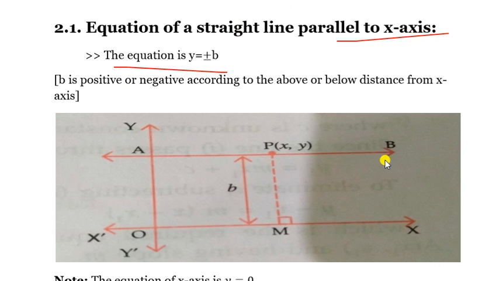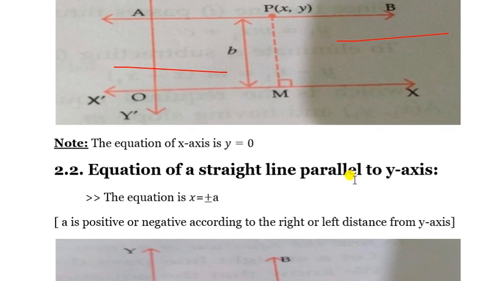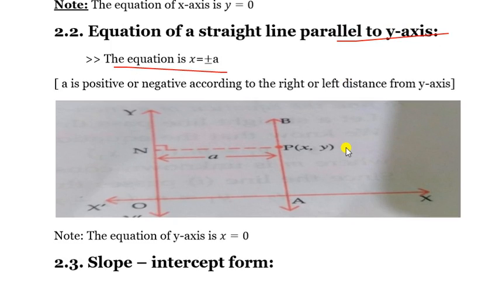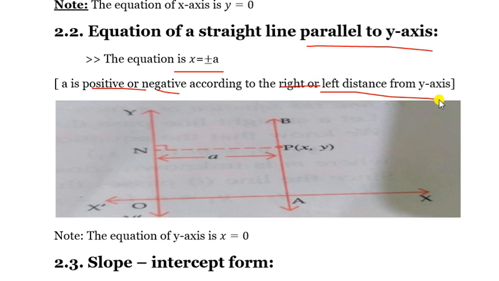Now next, equation of a straight line parallel to the y-axis. See, it is coming parallel to the y-axis. It's also the same: x equals plus minus a. Here it will be positive or negative according to the right or left distance from the y-axis. For right distance, plus; for left distance, minus. I hope it's clear from this diagram.